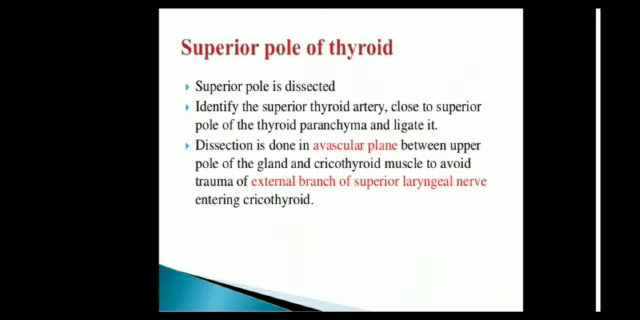Superior pole of thyroid. The superior pole is dissected. Identify the superior thyroid artery close to the superior pole of the thyroid parenchyma and ligate it. A dissection is done in the avascular plane between the upper pole of the gland and the cricothyroid muscle to avoid trauma to the external branch of the superior laryngeal nerve entering the cricothyroid.